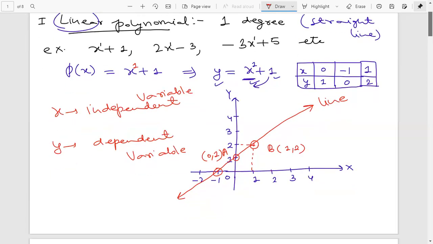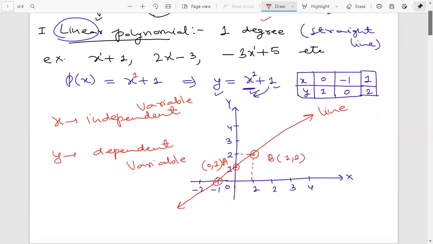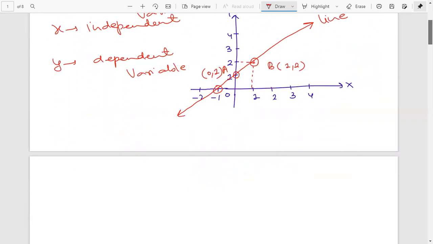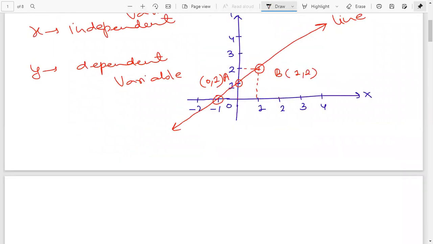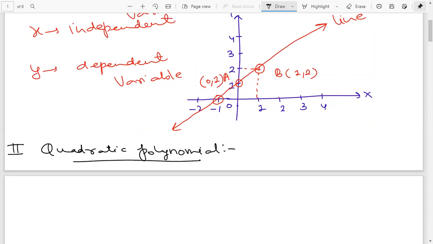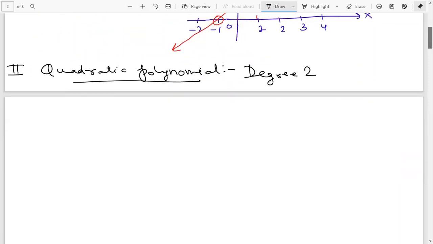Second one, we'll see the second case, second type. First one was linear, maximum power of x is 1. Second type, type 2, is quadratic polynomial. First one was linear polynomial, then we have quadratic polynomial. So what is a quadratic polynomial? Here we have degree 2. Earlier in linear polynomial we had degree 1, now degree 2. Degree 2 means maximum power of x will be 2.